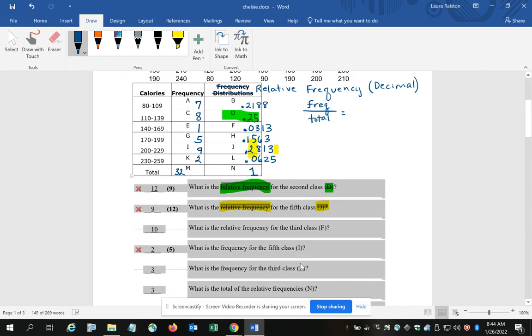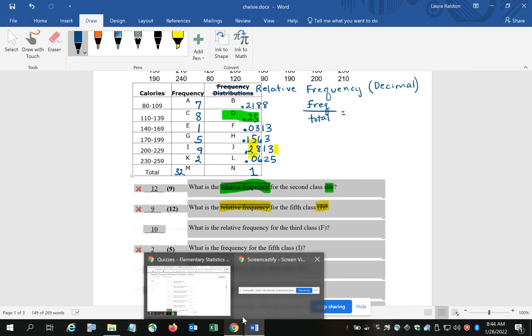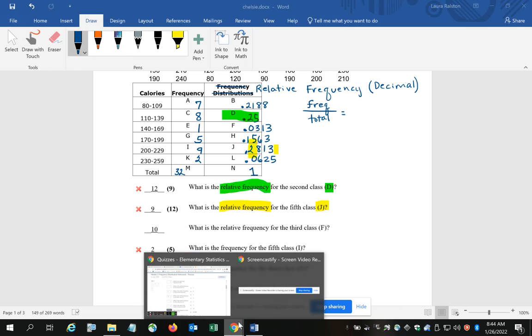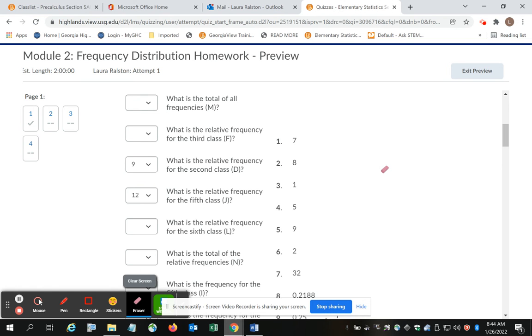Again, the questions, in the way they're set up in D2L, are on the left, and your corresponding choices are on the right. The bold numbers are what you choose from the drop-down menu. I hope that helps with this particular assignment.